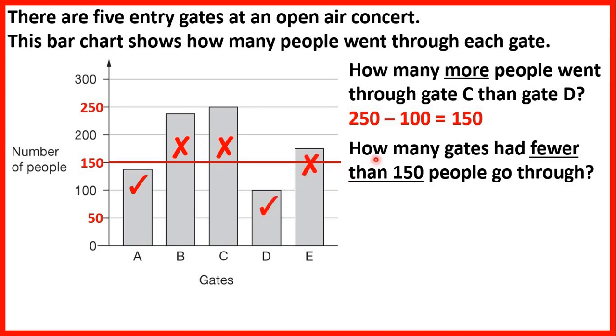So the question asks how many gates, and we can see that that's gate A and gate D, so that's 2 gates altogether.